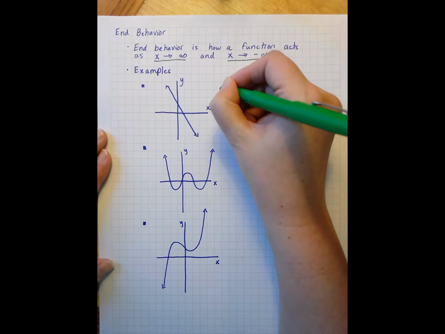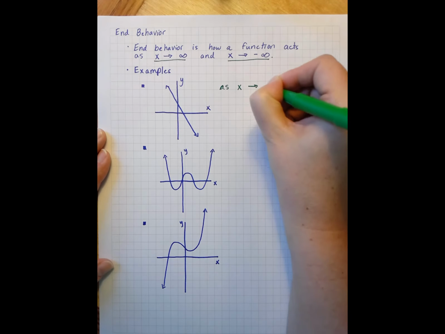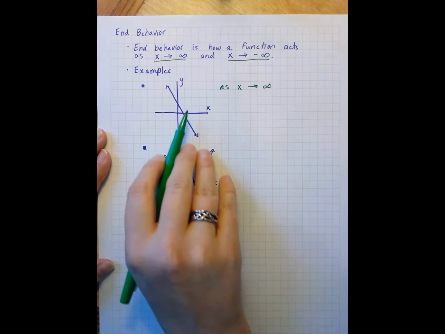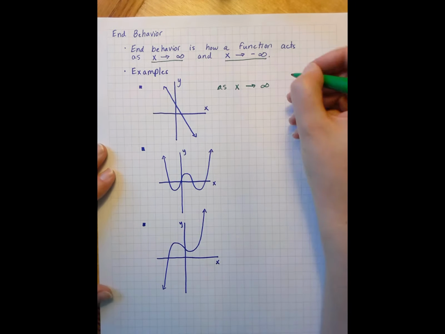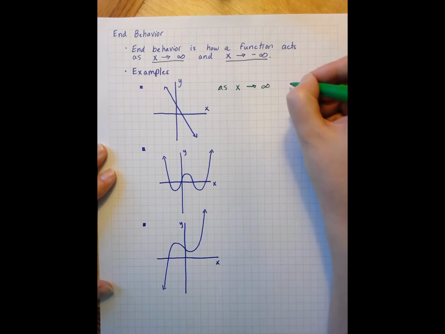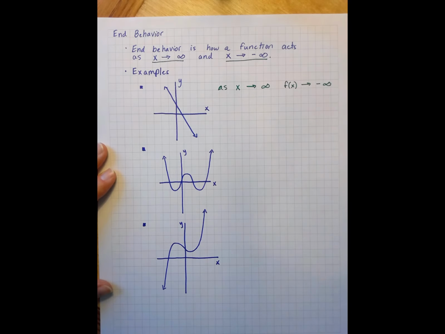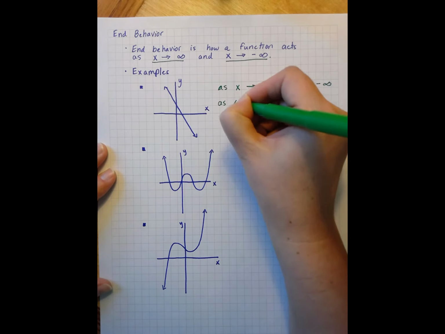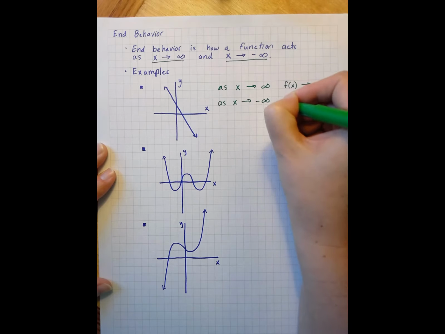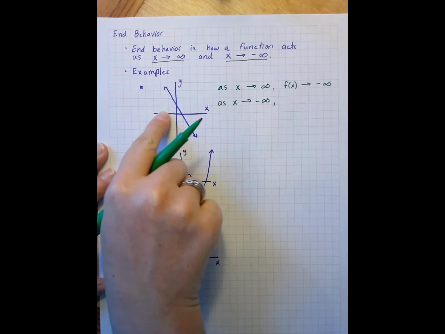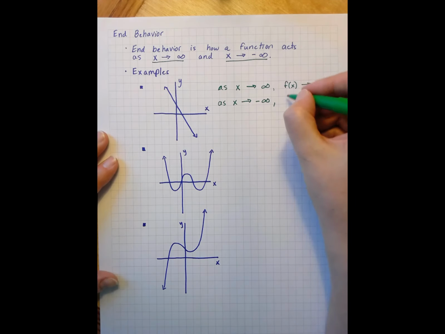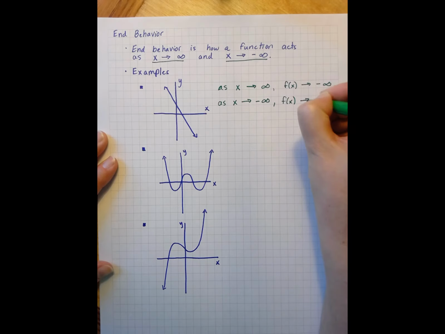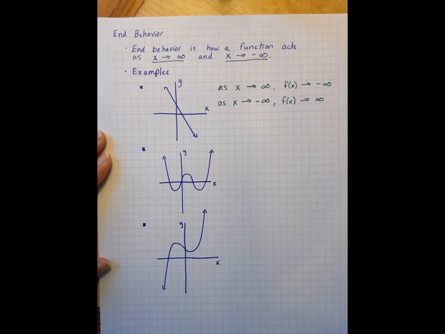So, as x goes to infinity in our first function, we can see as x gets bigger and bigger and bigger, my y value gets smaller and smaller and smaller. So as x goes to infinity, f of x goes to negative infinity. As x goes to negative infinity, so as my x's get more and more negative, my f of x's actually get more and more positive. So my f of x goes to positive infinity.